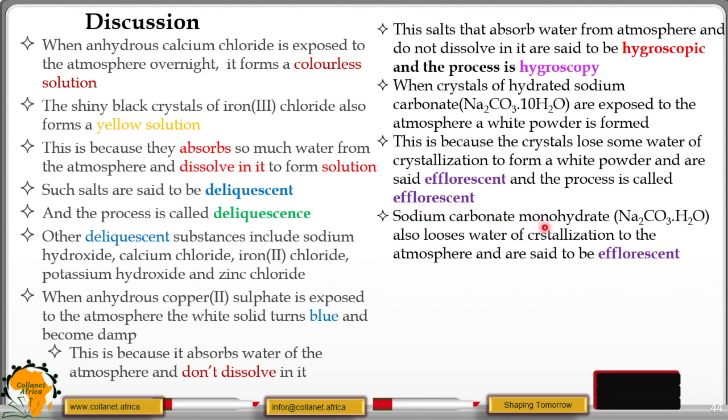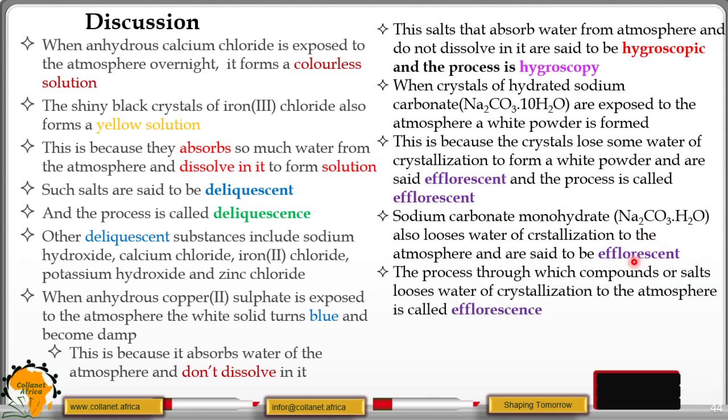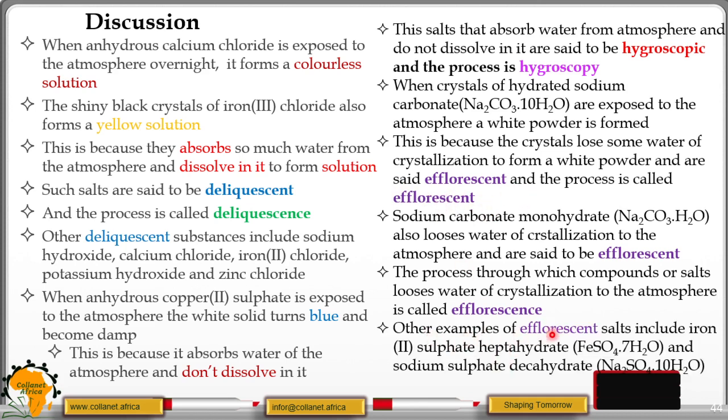Sodium carbonate monohydrate also loses water of crystallization to the atmosphere and is said to be an efflorescent compound. The process through which compounds or salts lose water of crystallization to the atmosphere is referred to as efflorescence, and that's why you correct this one to be efflorescence. Other examples of efflorescent salts include iron 2 sulfate heptahydrate. It will lose the water of crystallization to the atmosphere once it is exposed to the air, and sodium sulfate decahydrate. They all lose their water of crystallization to the air.